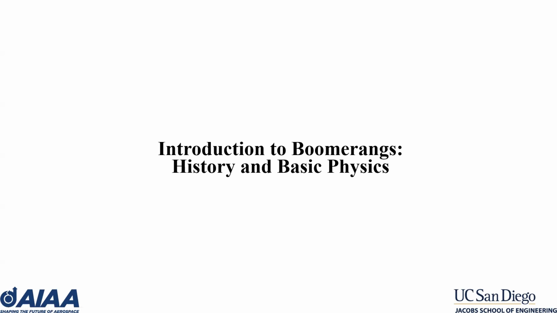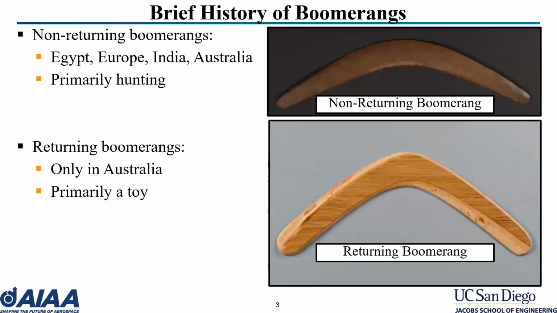To start, I will give an introduction to boomerangs, their history, and the basic physics behind them. Boomerangs have a rich history of use in hunting dating back tens of thousands of years. Non-returning boomerangs, which are used primarily for hunting purposes, were used on every continent across the Earth and have been found in Egypt, Europe, India, and Australia. Returning boomerangs were found only in Australia and have been suggested to have been used to hunt birds. More likely, though, they were used as toys.